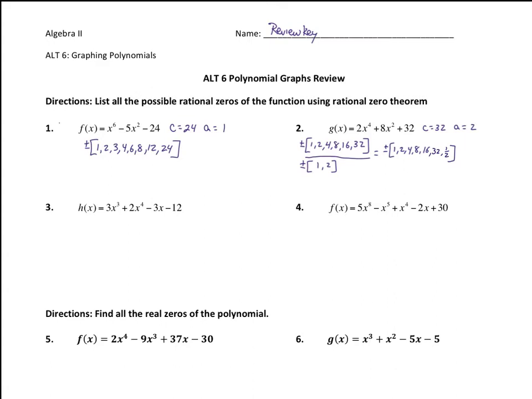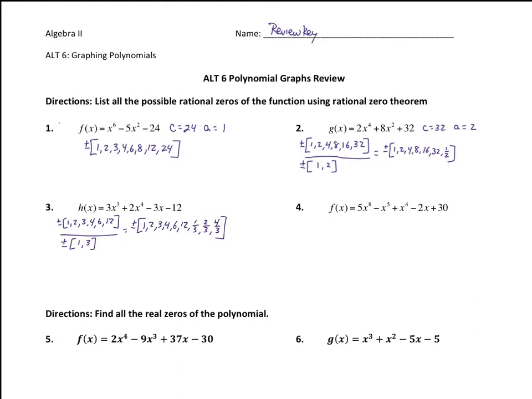For number 3, we've got negative 12 for C and 3 for A. So that gives us plus or minus 1, 2, 3, 4, 6, and 12. That'll be divided by plus or minus 1 and 3. And then our list will be plus or minus 1, 2, 3, 4, 6, and 12. And then we'll also have 1/3, 2/3, and 4/3. So it's all of the factors of C divided by each of the factors of A, and then you can leave out the ones that repeat.